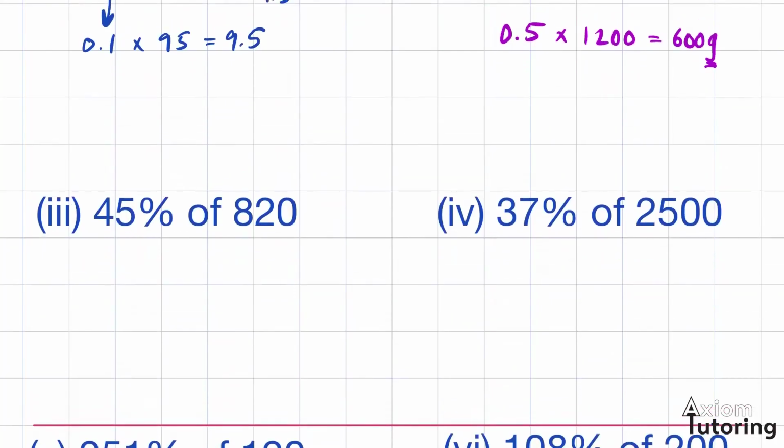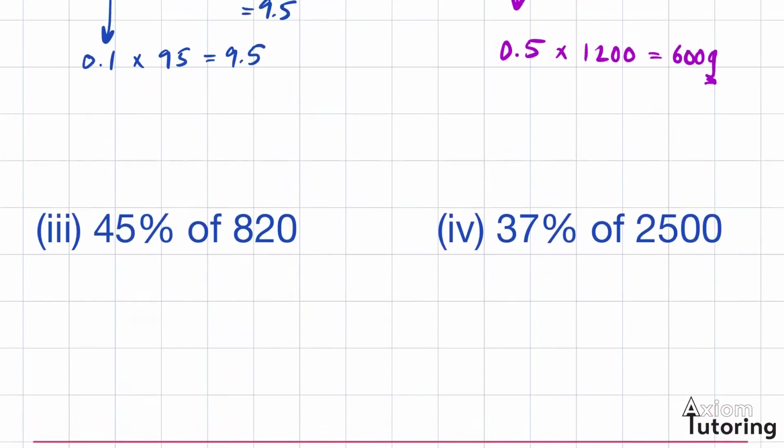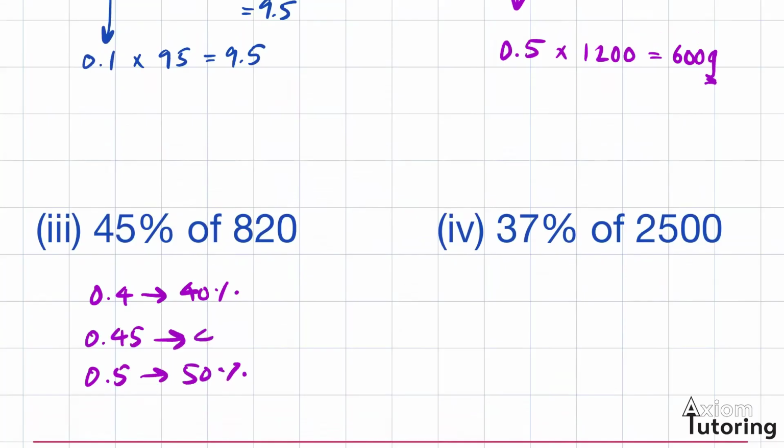What about 45% of 820? Well, if we agree that 0.4 is 40% and 0.5 is 50%, then 0.45, which is between them, is 45%, and we just do 0.45 times 820. Try that yourselves in your calculators, and you should get 369.